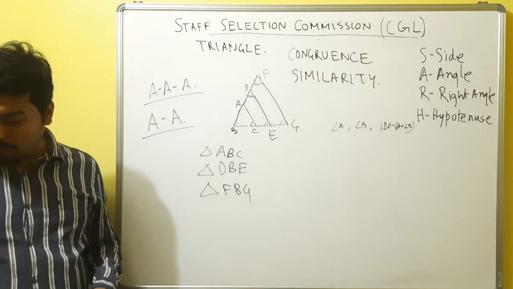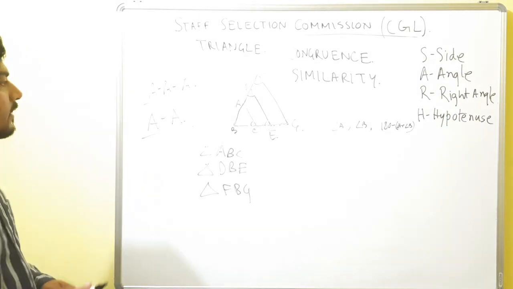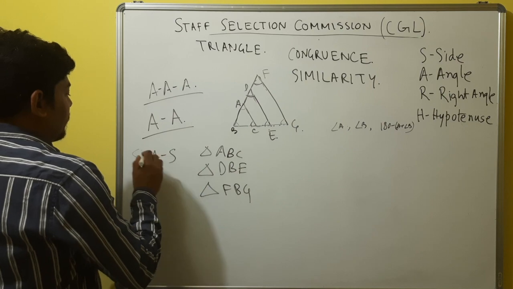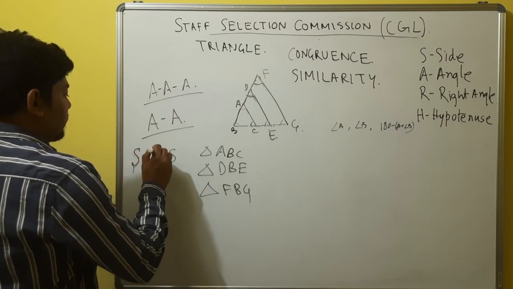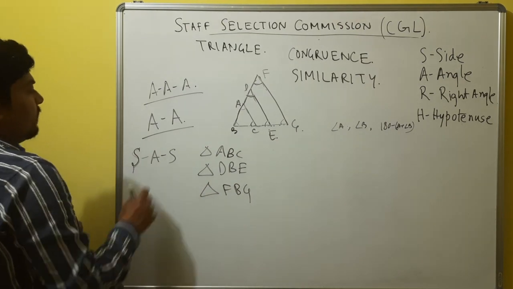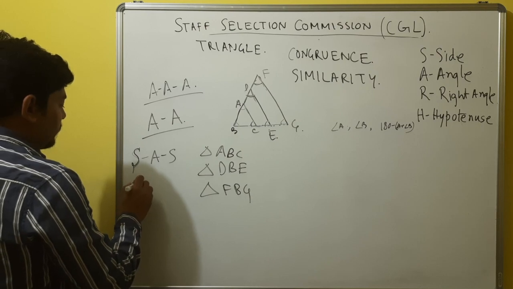What are the other properties? The other property is SAS, side angle side. But don't get confused with the previous one. Here the angle is the same, but the sides are proportional.